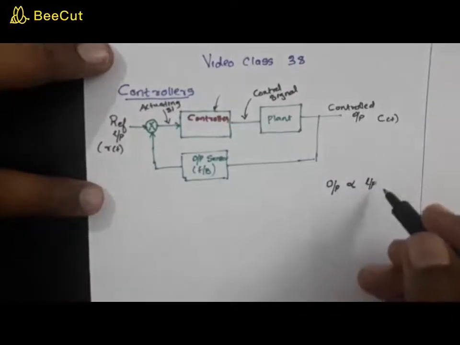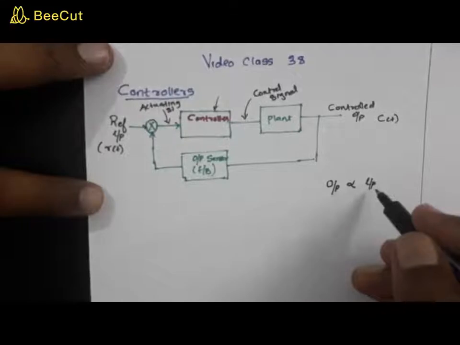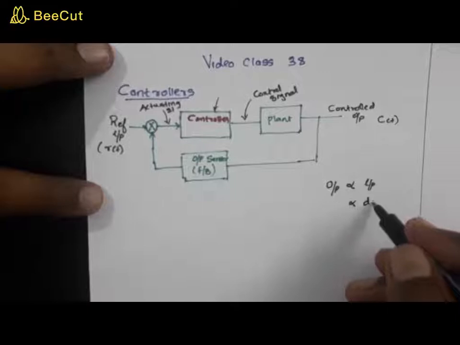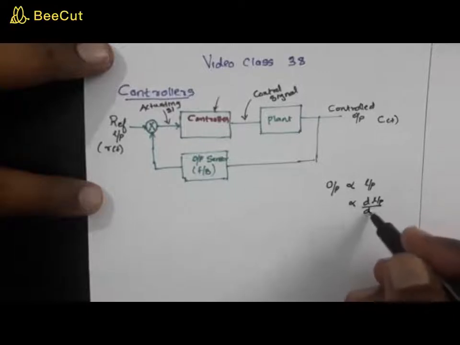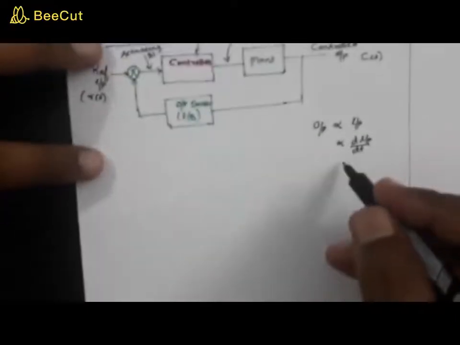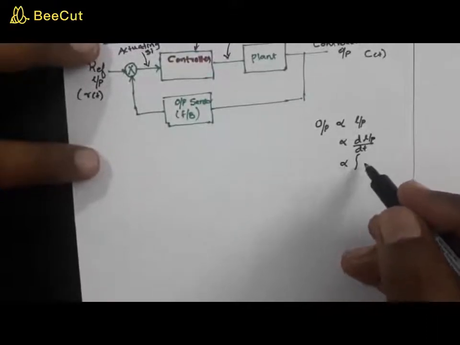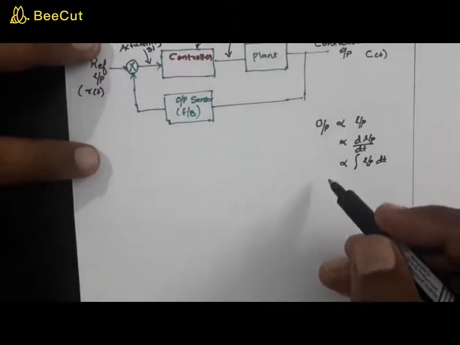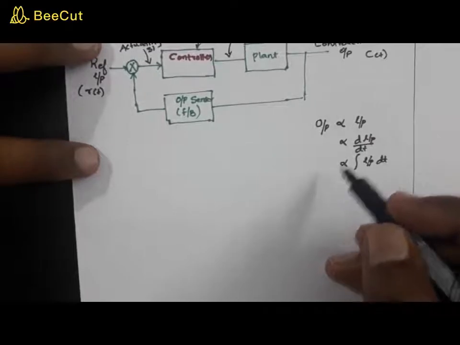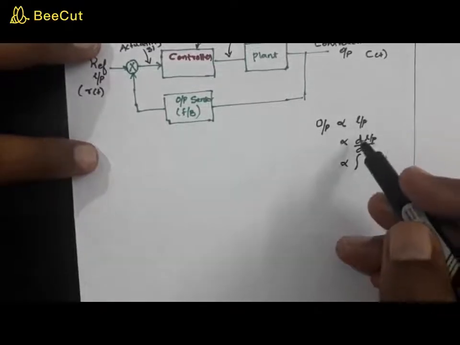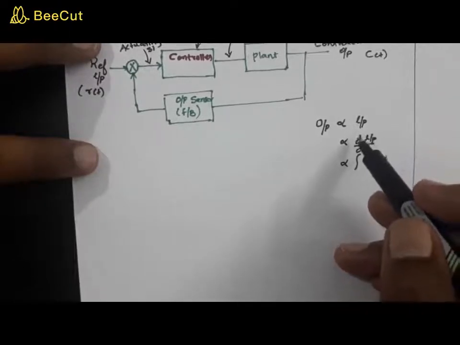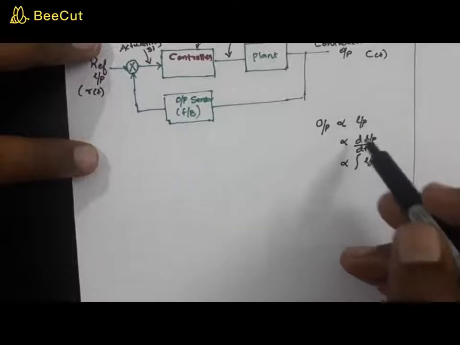It can be proportional to the input. That is a relationship. Or it can be proportional to the derivative of the input, the time derivative of the input. Or it can be proportional to the integral of the input. In some cases, output can be proportional as well as differential, or proportional to a combination of differential, integral, and proportional.